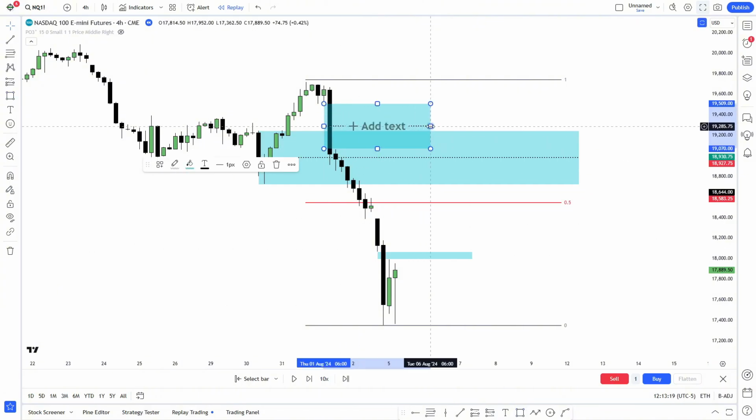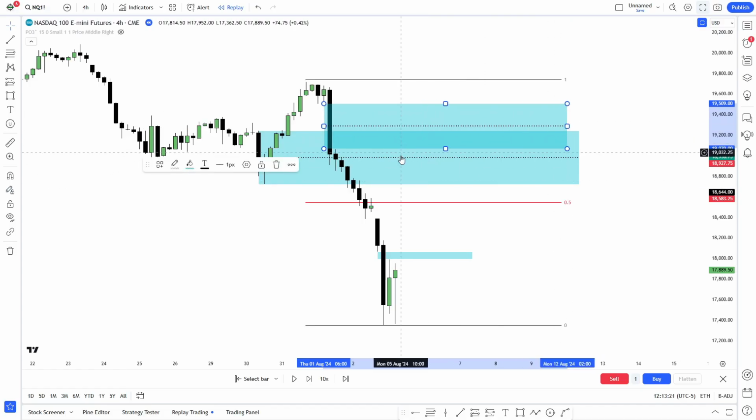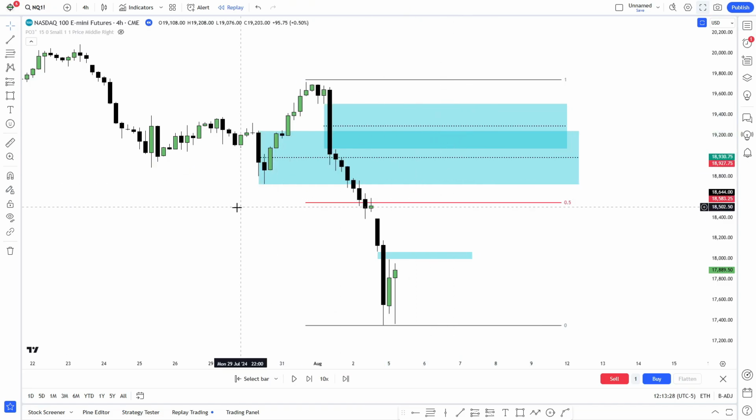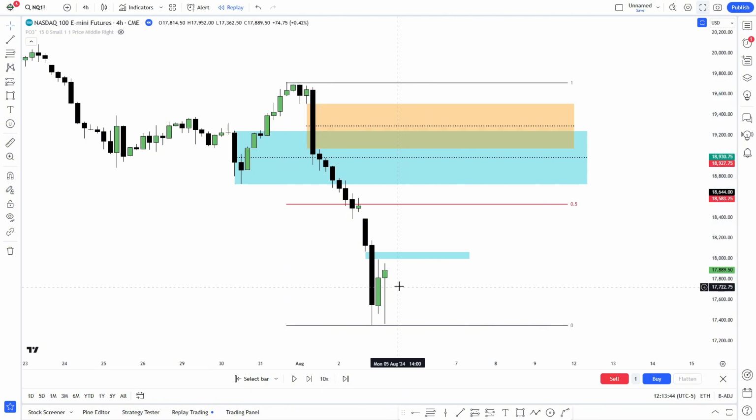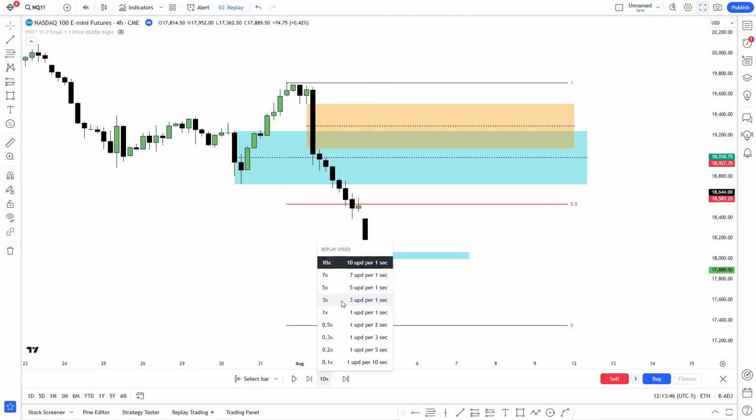We'll be looking for areas we can target, and these are our draws on liquidity. This is draw on liquidity number 1, 50% or equilibrium. Draw on liquidity number 2, this breaker, and then draw on liquidity number 3 with this CB, and then also the high as well. So let's let price play out.